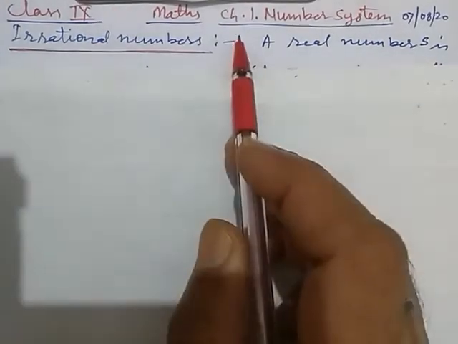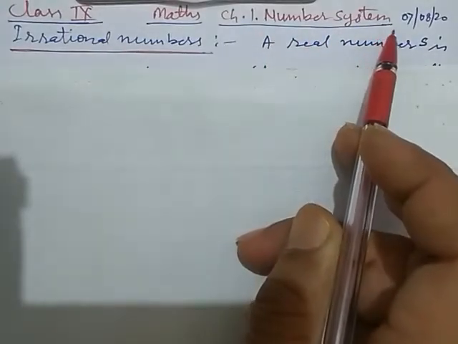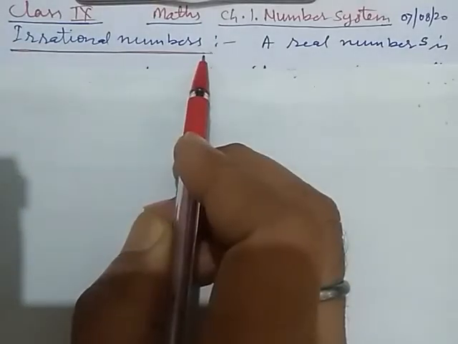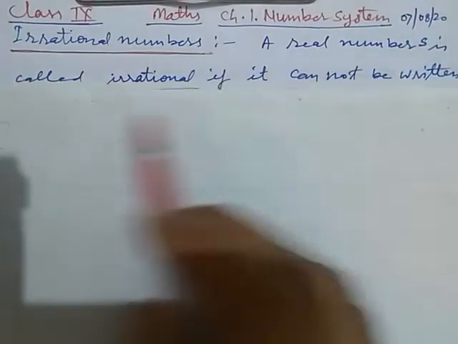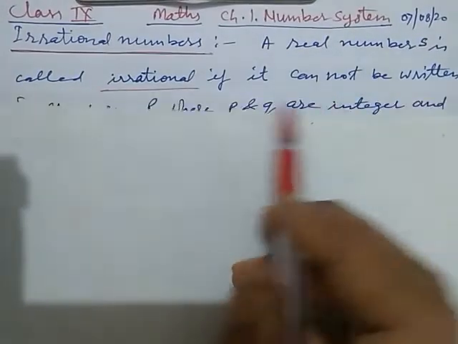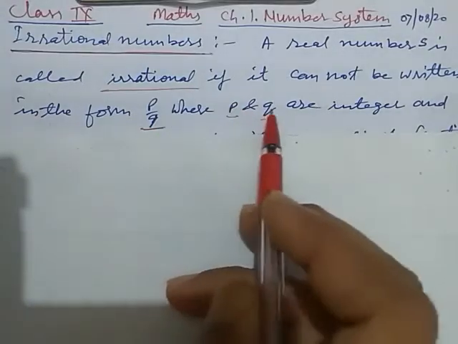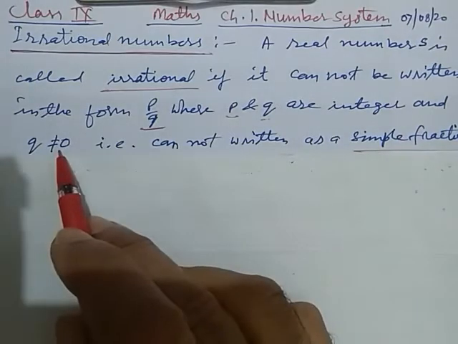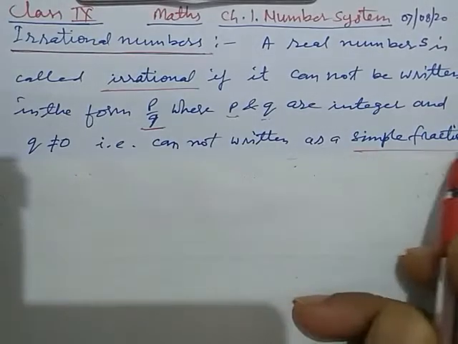Today we are continuing our chapter one, number system. Now we learn irrational numbers. A real number S is called irrational if it cannot be written in the form p by q, where p and q are integers and q is not equal to 0. That is, it cannot be written as a simple fraction.